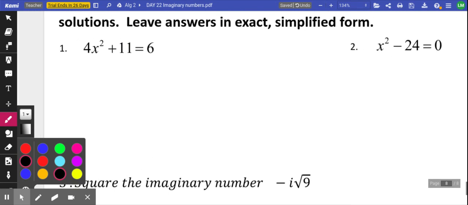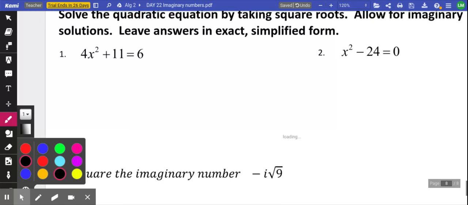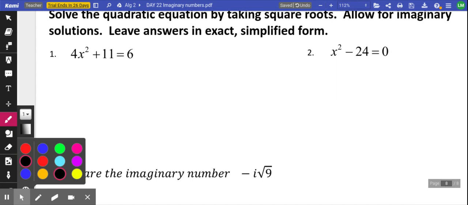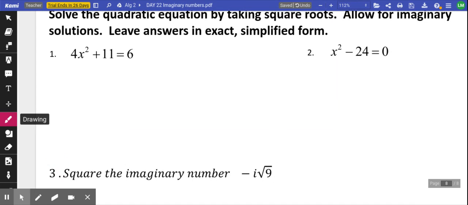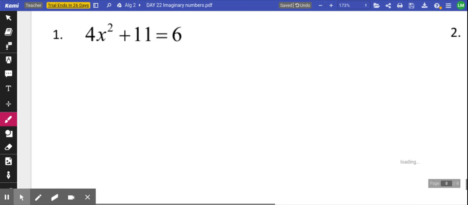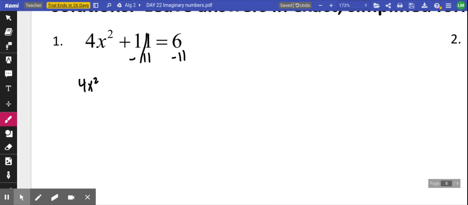This is kind of the exit ticket, so I'm just going to do one more here for you to see, and then you can come back to the Google Meet and start on the classwork/homework. All right, we've done a ton of these, but let's go through one more. Subtract 11 from both sides. So we get 4x squared equals -5. Divide by 4.